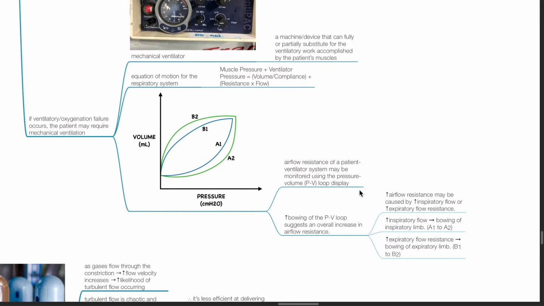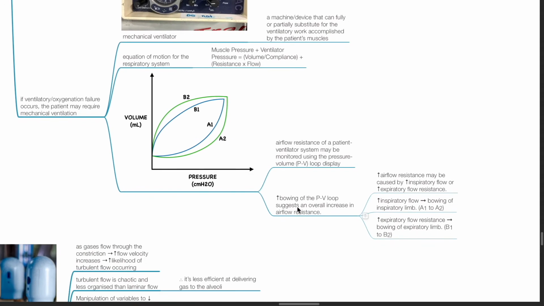Airflow resistance of a patient ventilator system may be monitored using a pressure volume PV loop display. Increased bowing of the PV loop suggests an overall increase in airflow resistance. Increased airflow resistance may be caused by increased inspiratory flow or increased expiratory flow resistance. When there is increased inspiratory flow, there is bowing of the inspiratory limb from A1 to A2. If there is increased expiratory flow resistance, there is bowing of the expiratory limb from B1 to B2.